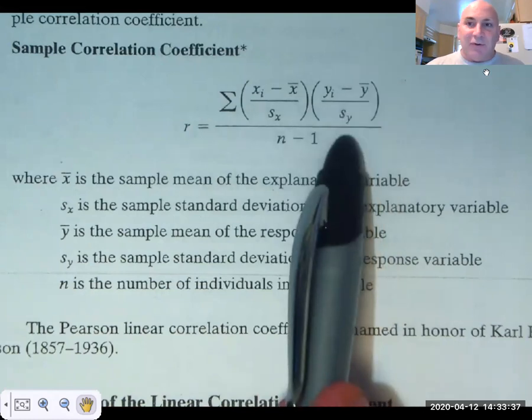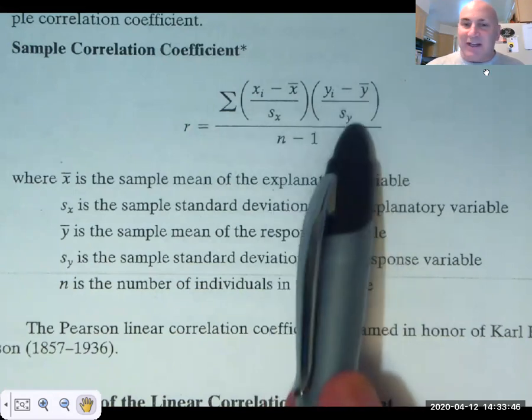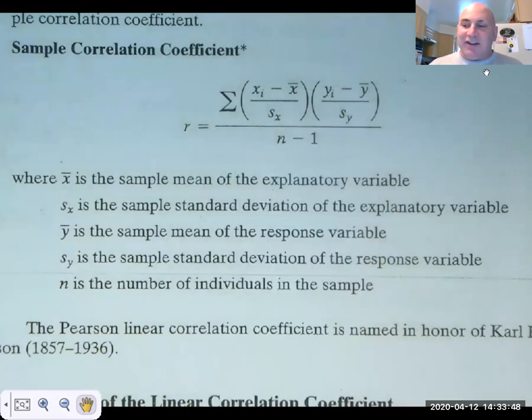This also looks like a z-score. It's a z-score for each data point, but only in the y's. You take each y value, subtract the mean, divide by the standard deviation, and then divide by n minus 1. I do not expect you to memorize that formula. However, I do expect you to be able to use that formula given a data set and that formula written down.